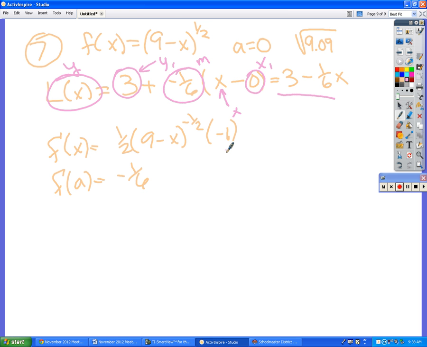Okay? So if this is my starting formula and I want to use it to figure out the square root of 9.09, the question is, what does x equal? 0.09. But if I plug 0.09 in here for x, then I won't get the square root of 9.09. I'll get the square root of 8.91 or something. So negative 0.09. Because then 9 minus the negative, right, that'll make it a positive. So then all I have to do is just plug that into there.